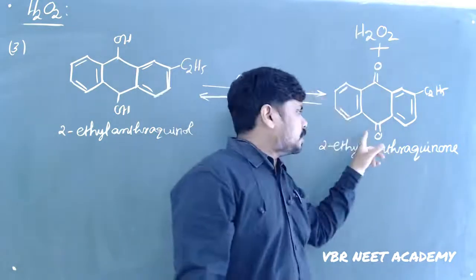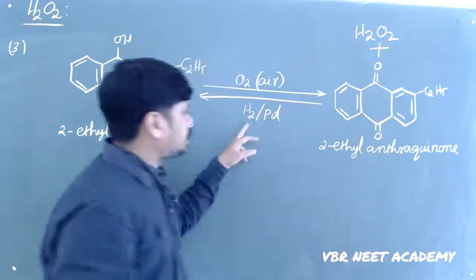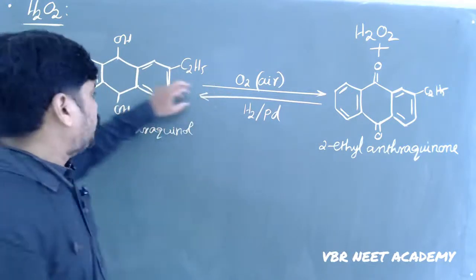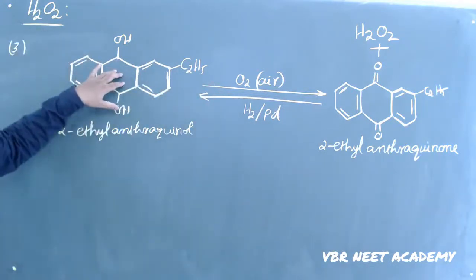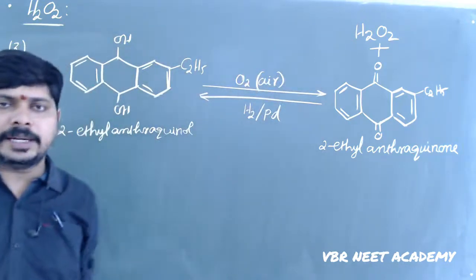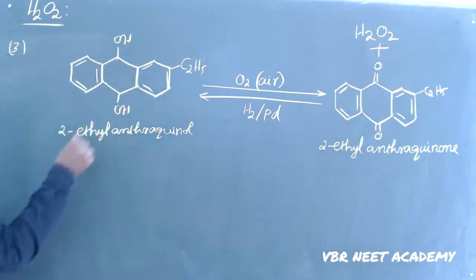Now this regeneration of your anthraquinol can be done by using H2 with palladium catalyzed hydrogenation. We are going to get it back so that we can make one more hydrogen peroxide again. This is going to be the commercial industrial method where we get the hydrogen peroxide.